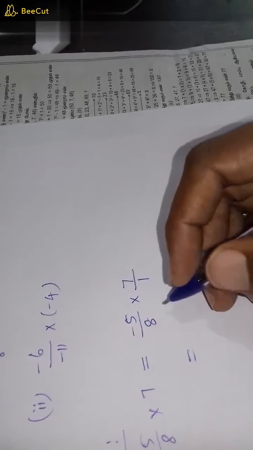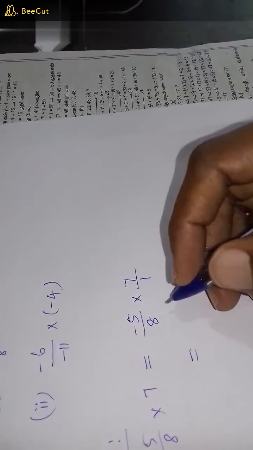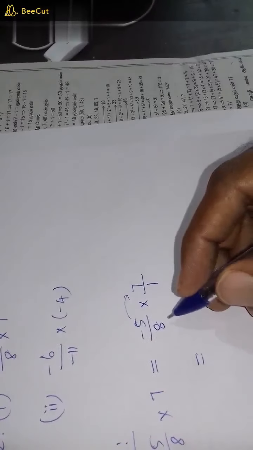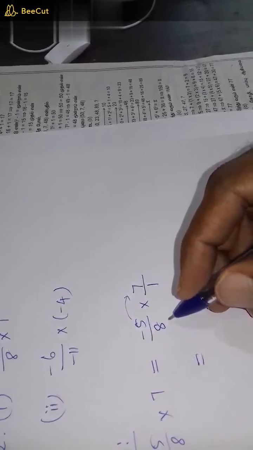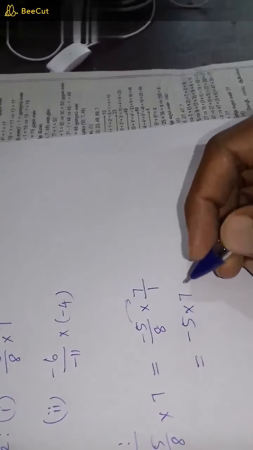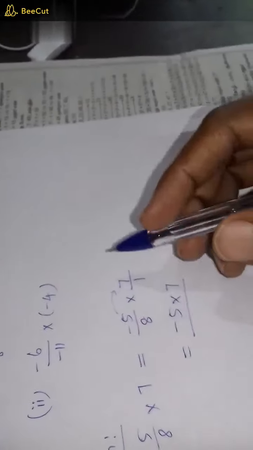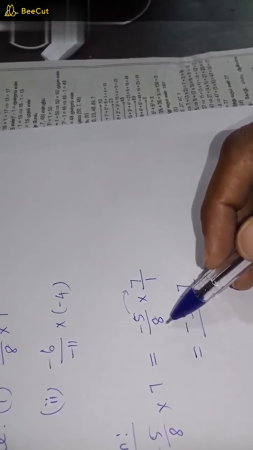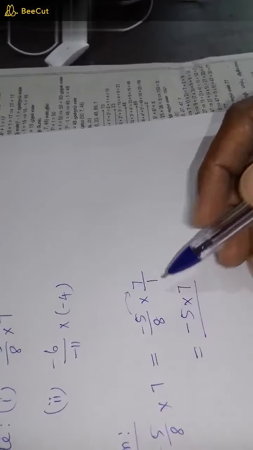when we are multiplying two rational numbers, you multiply the numerator with the numerator. That is minus 5 into 7 divided by, what is the denominator of the first rational number? 8. What is the denominator of the second rational number? 1. So denominator is 8 into 1.